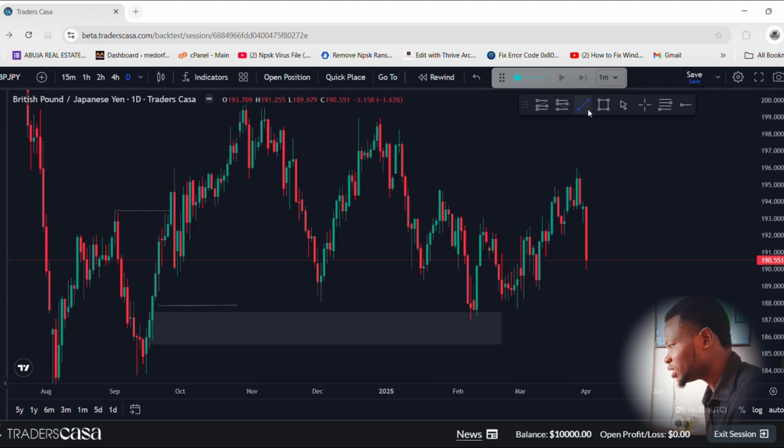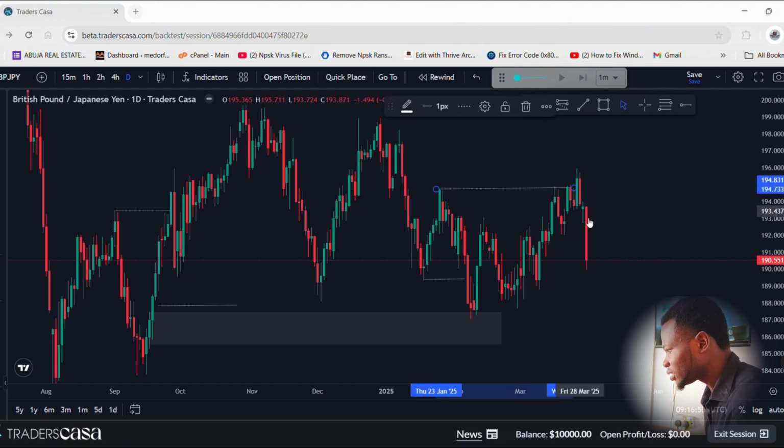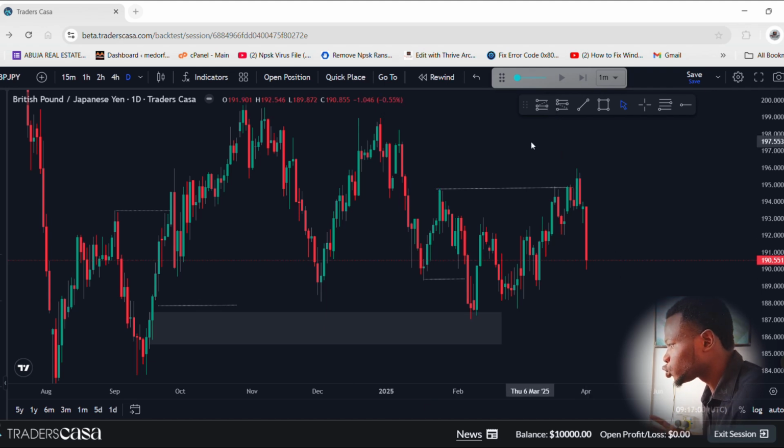As soon as price mitigates our order block, we can see that there is a structure shift here. This is the last low, the low that caused this break of structure. And what do we see? Price took out that low. Price has taken out that low, so that means we are strongly in an uptrend.